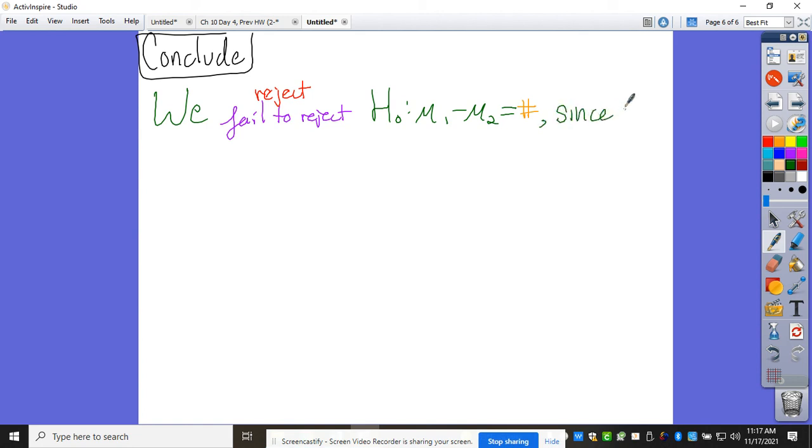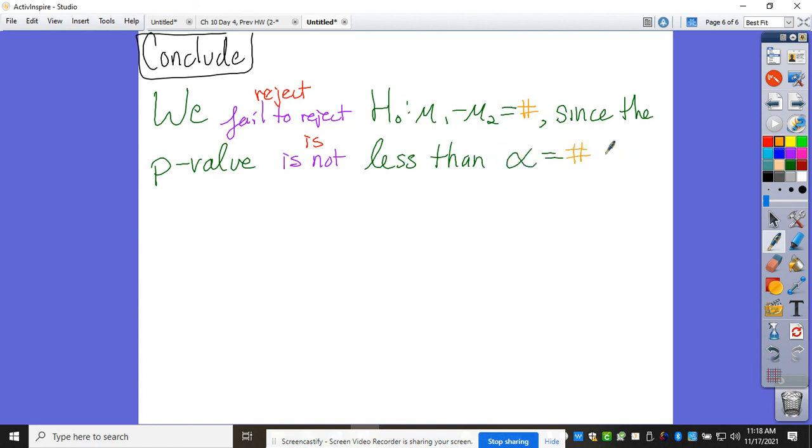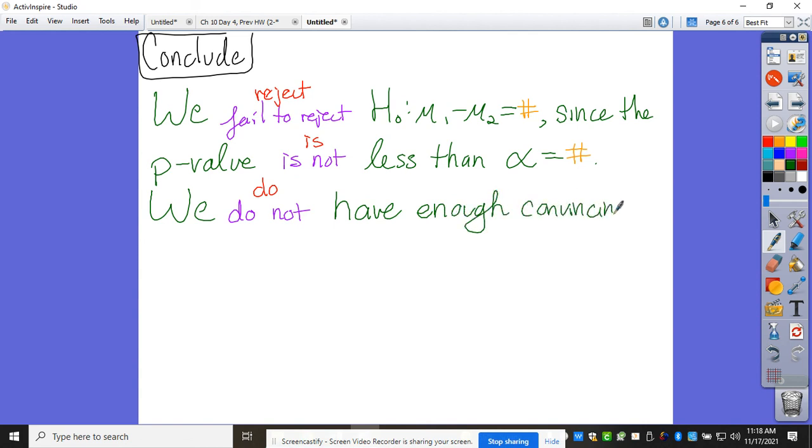Why? Since the p-value is or is not less than alpha, which means that we do or do not have enough convincing evidence that, and our basic way is just to write whatever our alternative hypothesis is.